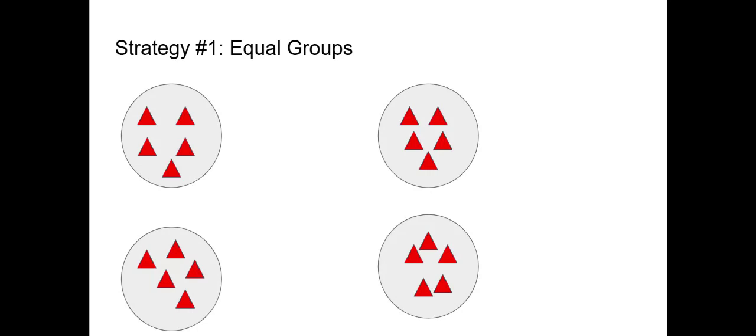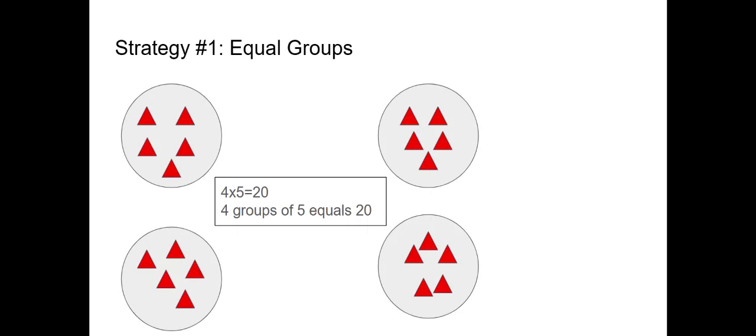So you see each of those little red triangles represents our tomatoes. So each of these 4 groups has 5 tomatoes on it. Each of the 4 pizzas has 5 tomatoes on it. So this is representing 4 times 5 equals 20, which means 4 groups of 5 equals 20.